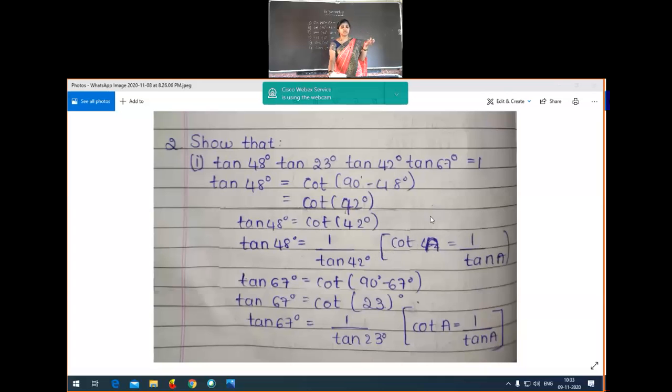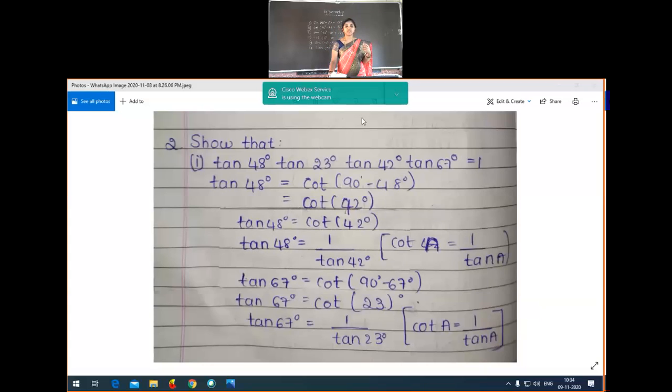Why do we have to take the reciprocal? So here tan 42 is fixed. Actually, if I write this tan 48 which is equal to cot 42, we cannot simplify further. But we know one relationship that cot 42, here also 42 is there. So tan 42 is there. Can we write that cot in tan form? Yes, cot A is equal to 1 by tan A. Using that trick, you can write tan 48 is equal to 1 by tan 42.